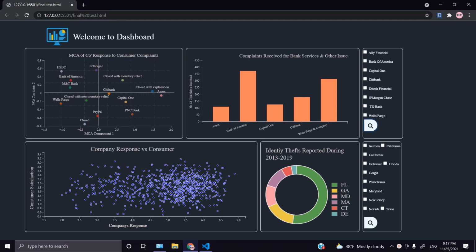For the MCA, I've used Python libraries to calculate this MCA data. In this data, as you can see, there were four categorical variables: closed with explanation, simple closed, closed with monetary relief, and closed with non-monetary relief. By looking at the data, we can see that all the big banks or big financial institutions, such as JP Morgan, M&T, Bank of America, HSBC, are somewhere between closed with monetary relief and closed with non-monetary relief.